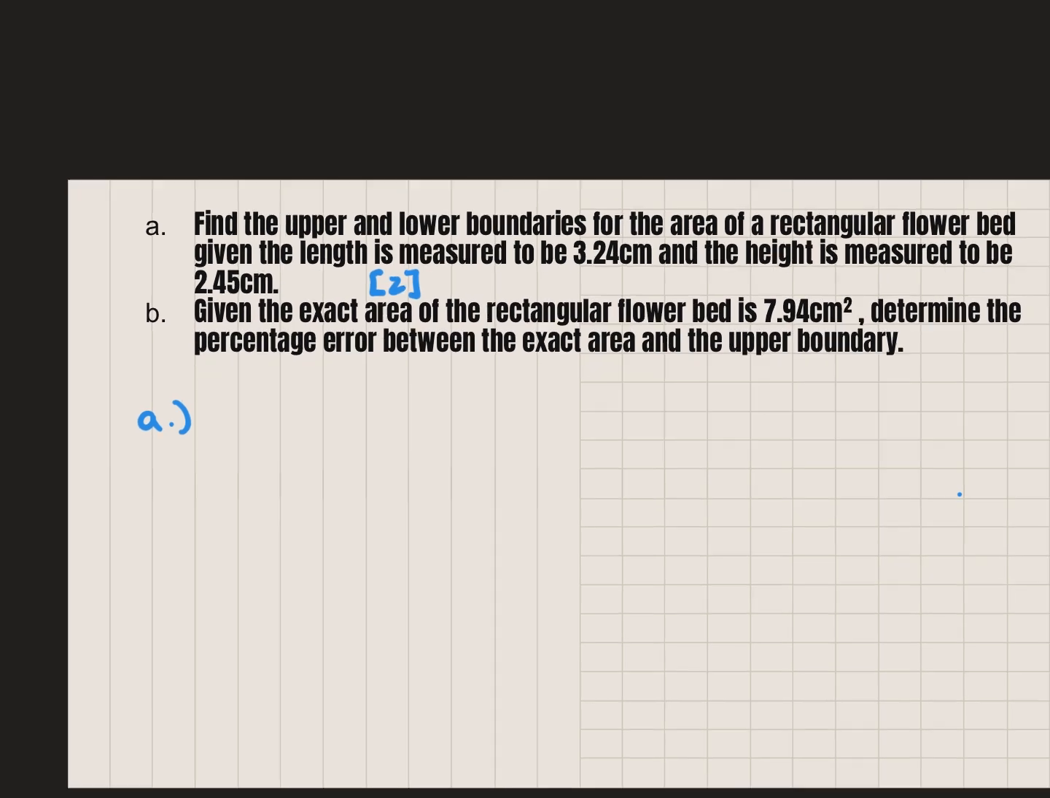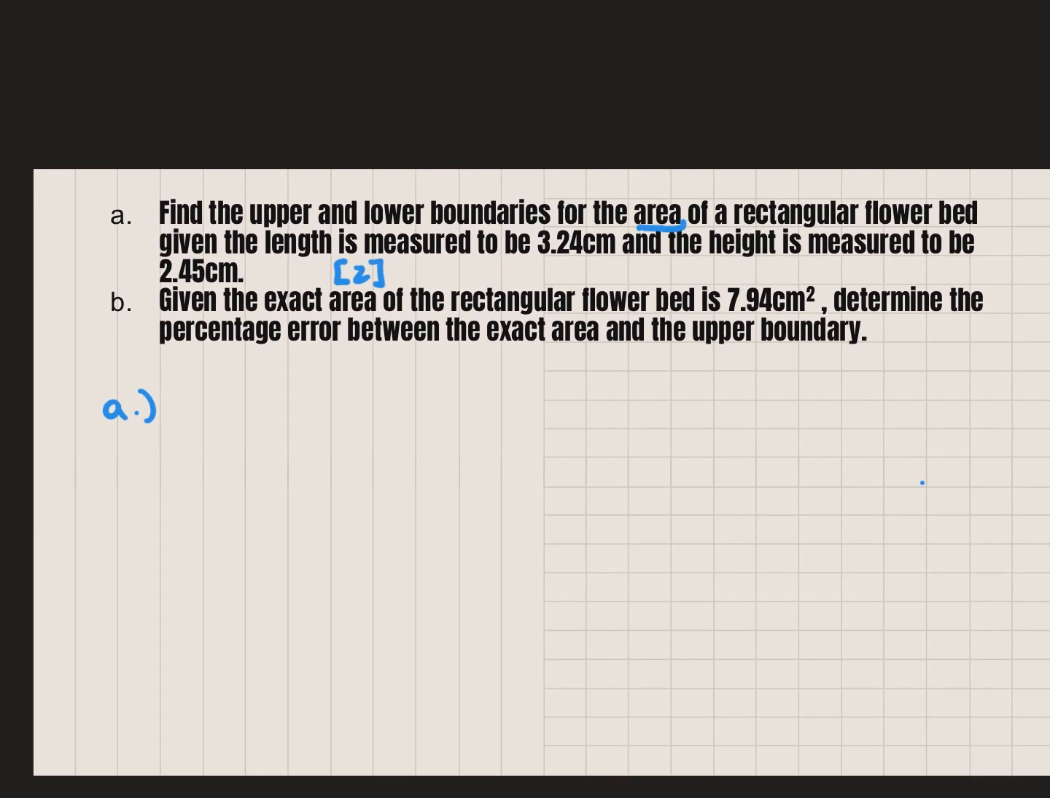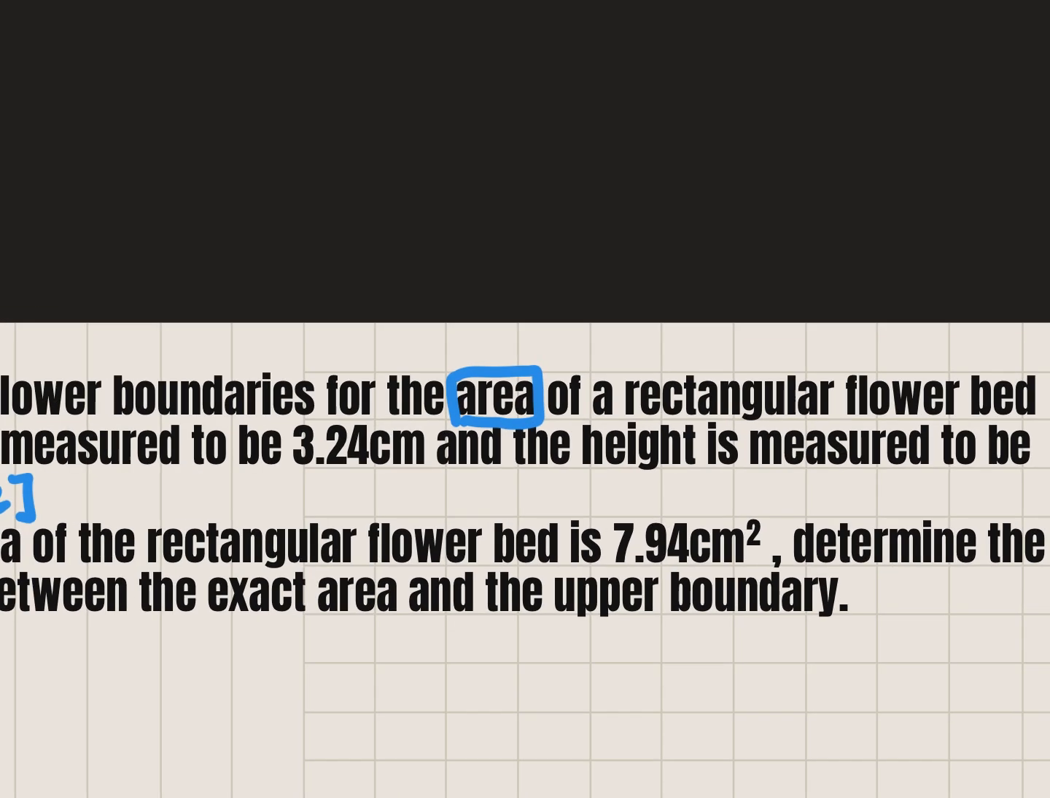This question says, find the upper and lower boundaries for the area of a rectangular flower bed given the length is measured to be 3.24. A lot of the times here, students want to find the area first, and then using that value, they want to find the upper and lower boundary. The issue with that is area is something that is calculated here in this problem. Not something that was measured. And we only ever apply the lower and upper boundaries to something that is measured, okay?